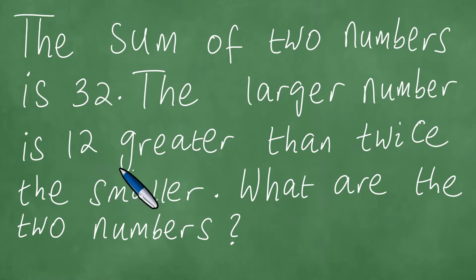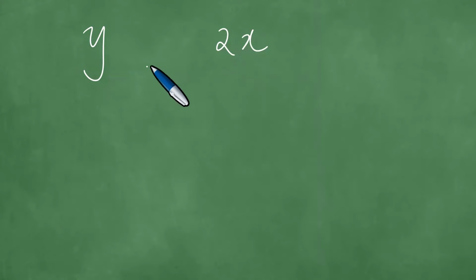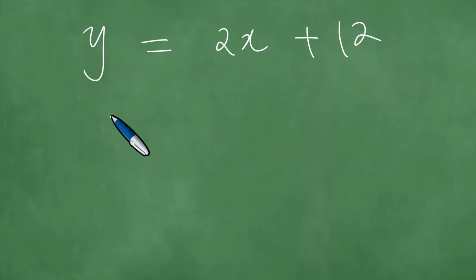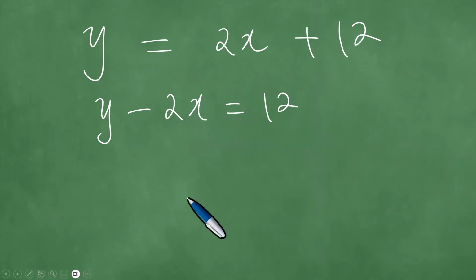Moreover, there is another part of the question that says the larger number is 12 greater than twice the smaller. So we compare the larger number y with twice the smaller, which means we need to add 12 to the smaller one. We can interpret that as y minus 2x equals 12, meaning the larger number is 12 greater than twice the smaller number. Let us call this one the second equation.